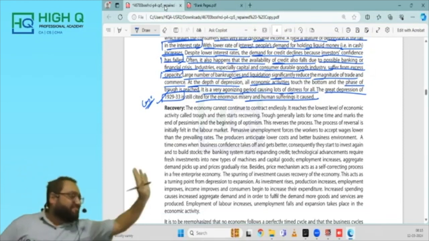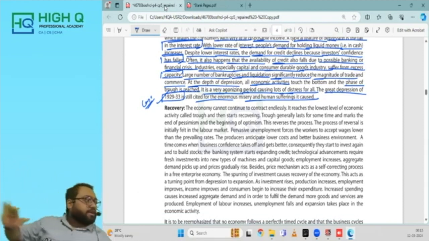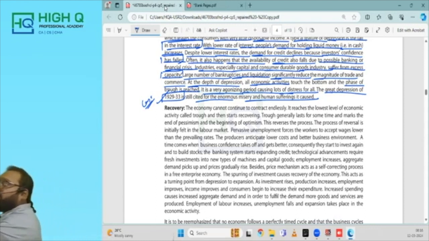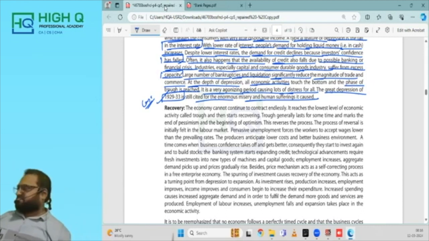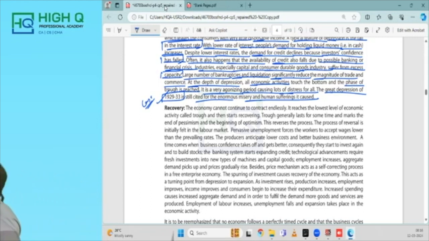Okay, from trough we go to recovery. Yes or no? Trough is the lowest point. Say yes or no? From here we know we need to go towards recovery. But sir, how to recover? That's a question. Yes or no? Because we are at the bottom, from here we want to recover. Say yes or no? Let's see.